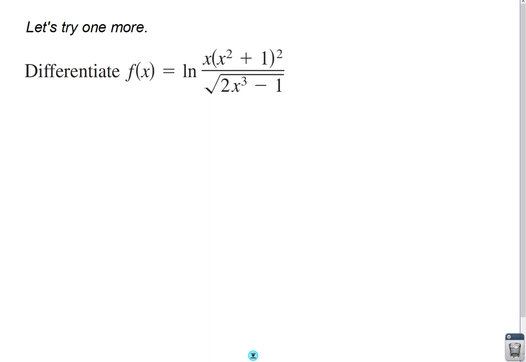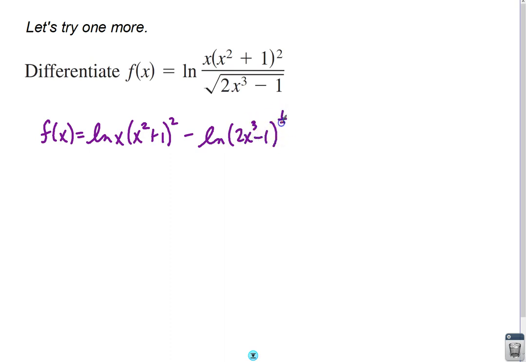So I've got f of x is equal to the natural log of this rational. When I have two things being divided within a natural log, we can break that apart using subtraction. So f of x is equal to the natural log of x times (x squared plus 1) squared, minus the natural log of, this is under a radical, so I'm going to write that as (2x cubed minus 1) to the 1/2.